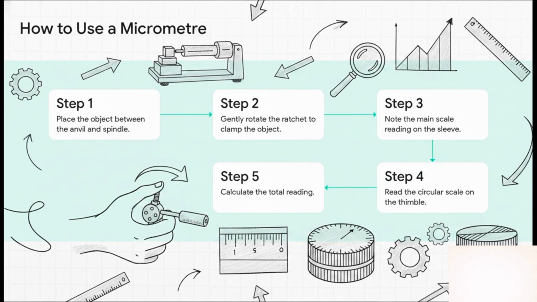You just place your object in the clamp, gently tighten it with the little ratchet at the end that makes sure you don't crush it, and then you just add the reading from the main scale to the reading on the circular scale. It's all about taking careful, consistent steps.